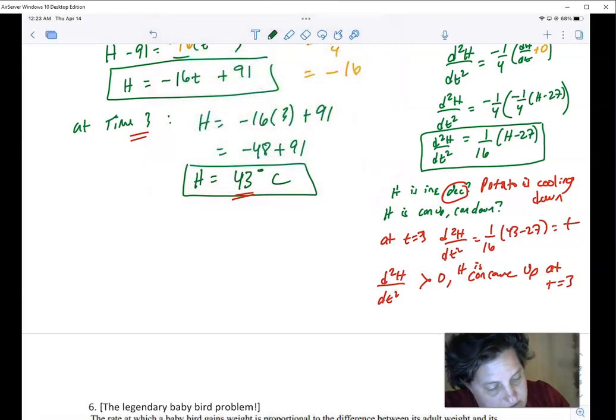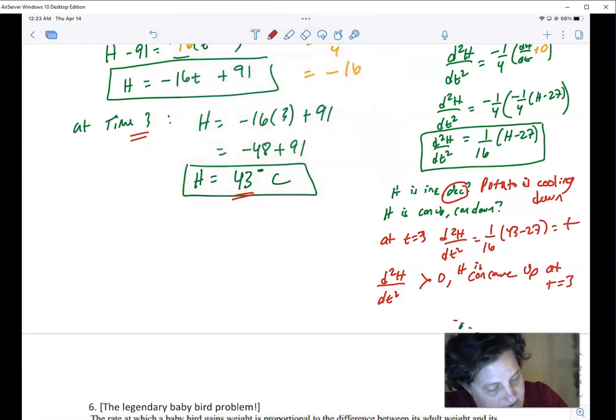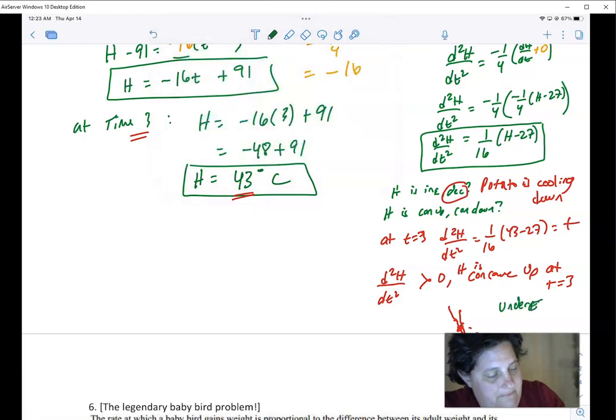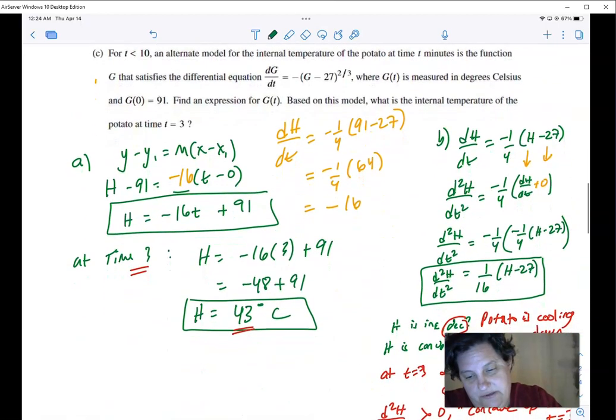So look, this is time 0, this is time 3. Except that's not time 3 because it's a decreasing function, right? So the potato is cooling off, but it's also concave up. I estimated time 0 with a tangent line. Is this an under or an overestimation? This is for sure an underestimation. Basically I'm just trying to show that it's decreasing, concave up. Cool. All right, Part C.